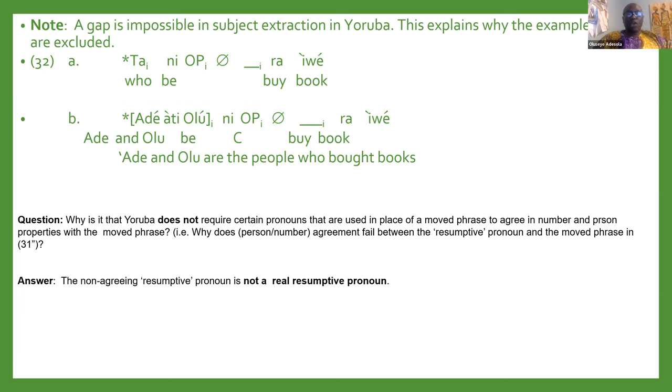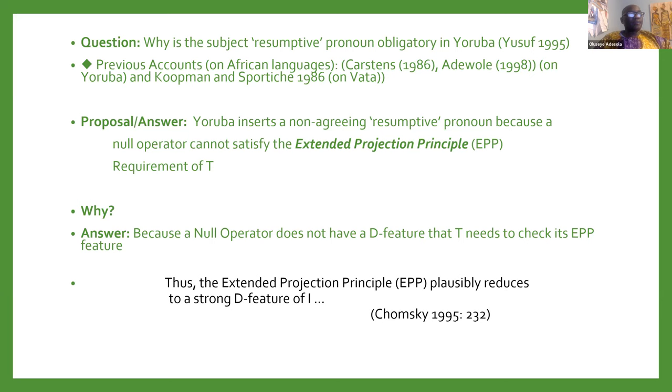perhaps the non-agreeing resumptive pronoun is actually not a real resumptive pronoun, but maybe we can talk more about this later on. Overall, it's not following the trend of what has been presented in the literature, where true resumptive pronouns are those used in islands, as opposed to intrusive ones, those that are not used in islands or that do not have a place in the syntax of the language. This is syntactically required. It's just not required to be in agreement. But it's still obligatory in the language to have it. And that's because, as I said before, of EPP purposes.